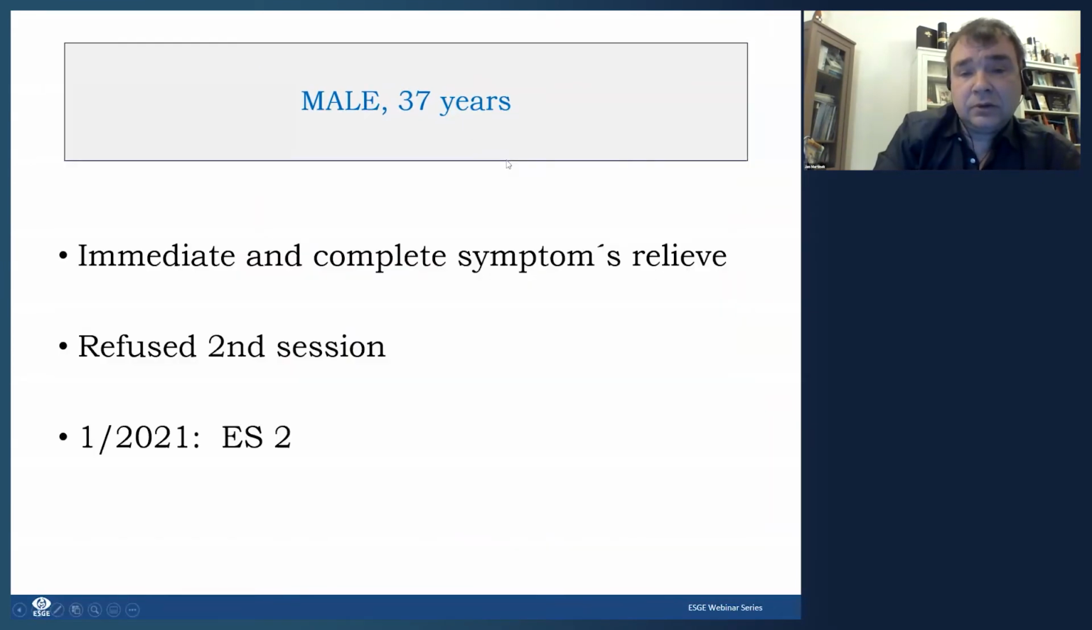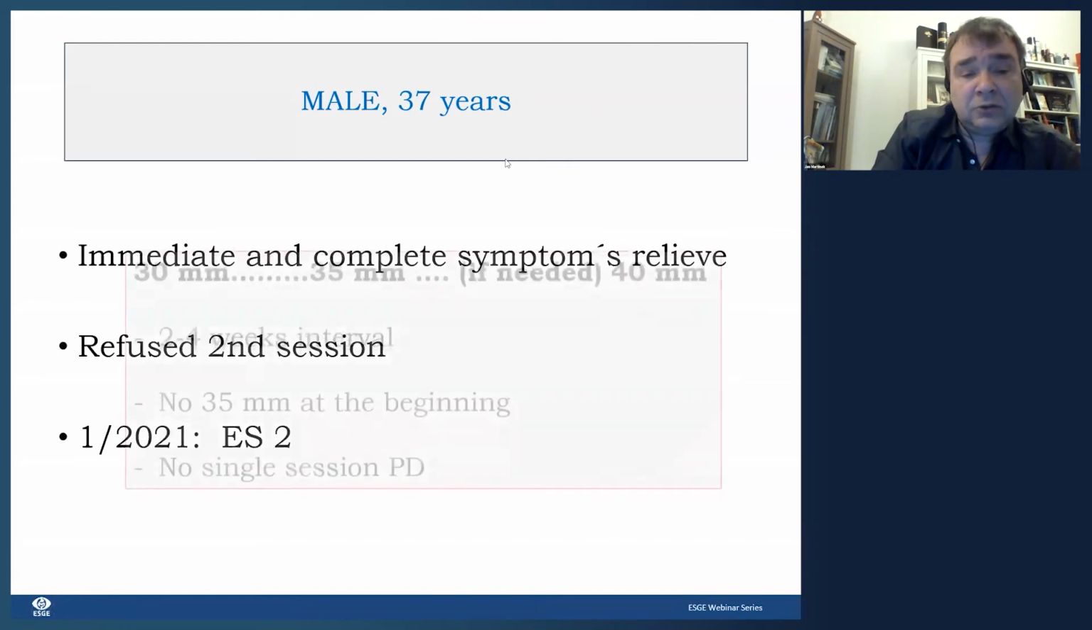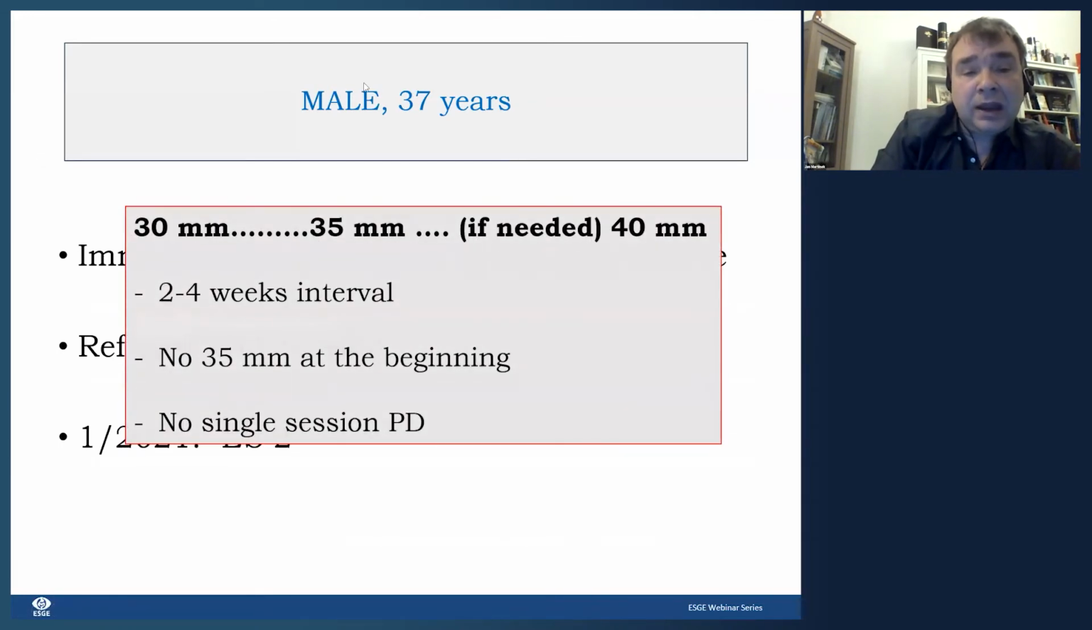perforation. Because the patient had immediate and complete symptom relief, he refused the second session, and at present his Eckardt score is 2 and he is quite satisfied. So we plan a dilation or any other treatment in case of a relapse. So again, the recommended approach is to start with 30 and to go in 2 to 4 weeks to 35, and if needed to 40, at a 2 to 4 week interval.